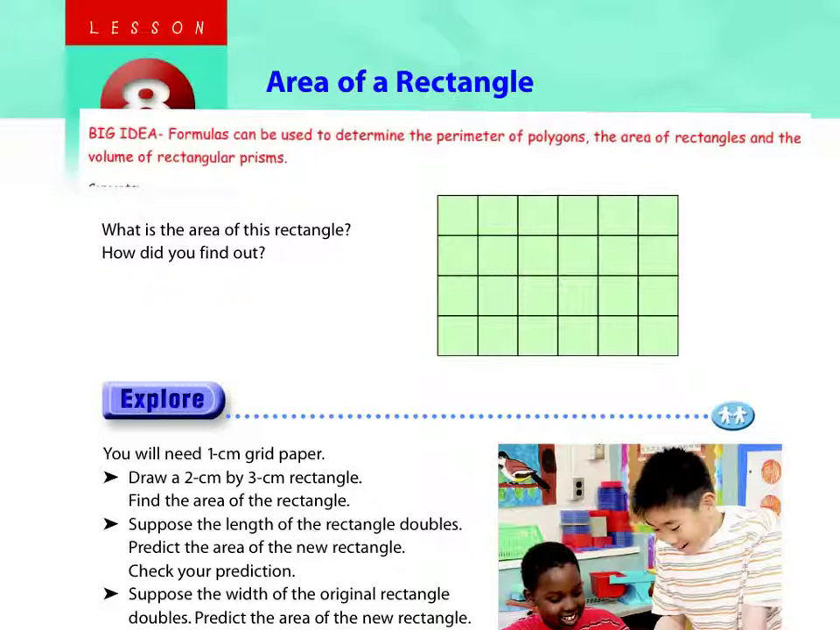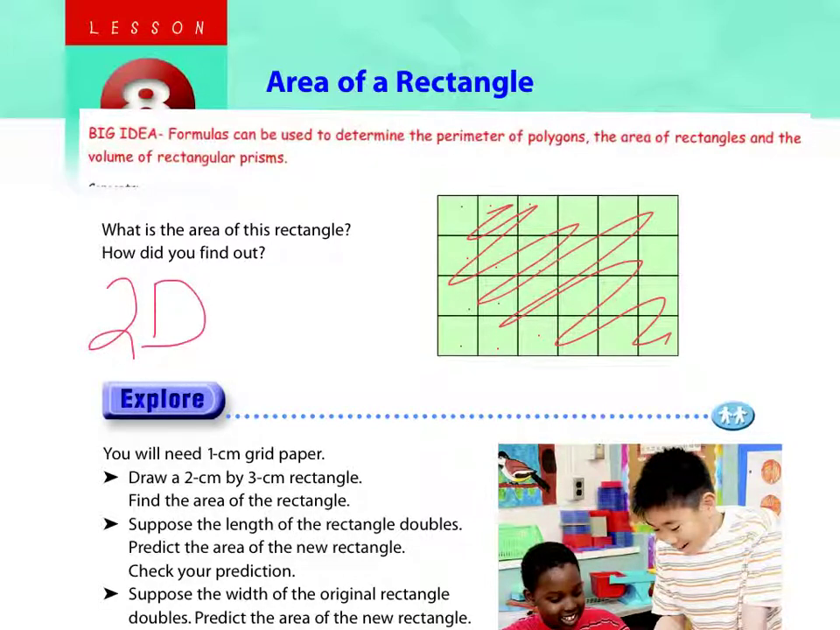How did you find out? Well, up till now, you've probably been doing a fair bit of counting of the squares, because remember, what does area measure? Area measures the space inside the shape. So all of this space taken up inside of a 2D shape, a flat shape. That's area. And often we find it by counting the number of squares. There is another way to do that, and I'll show you.